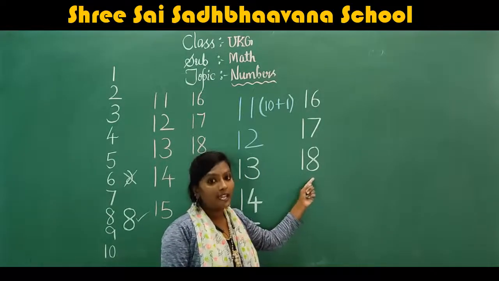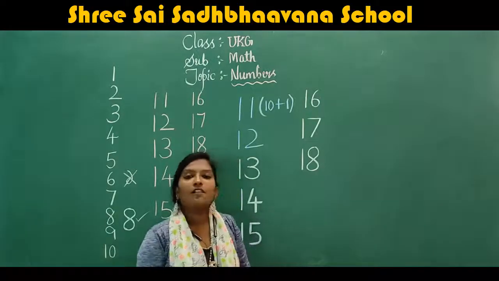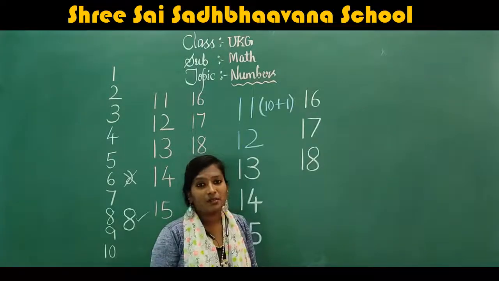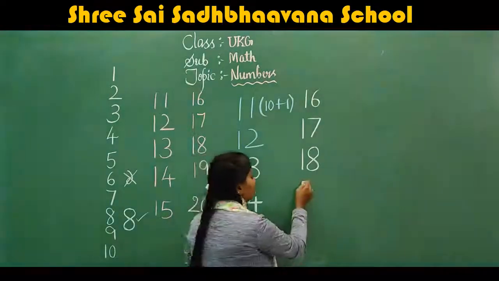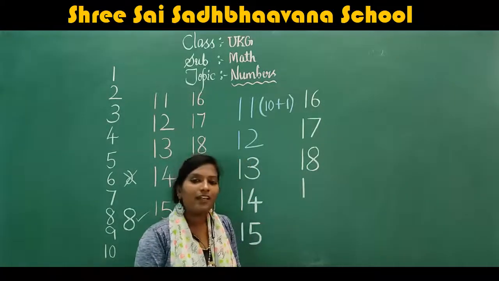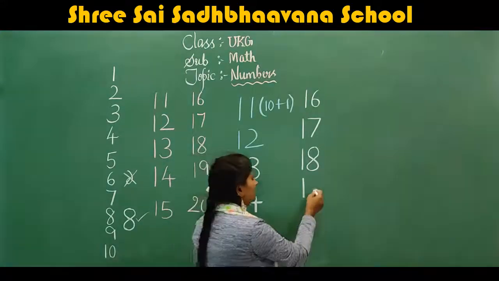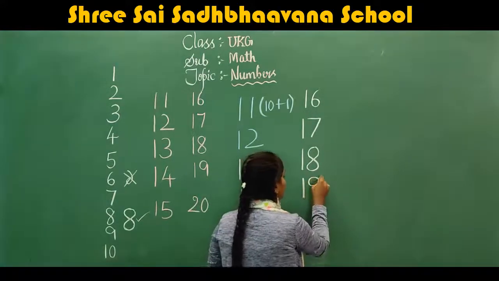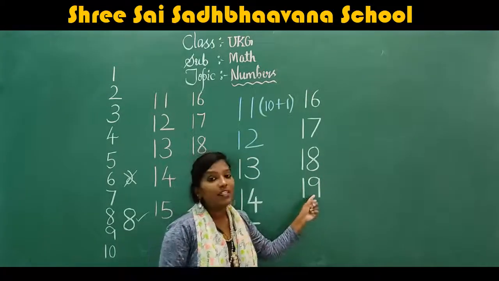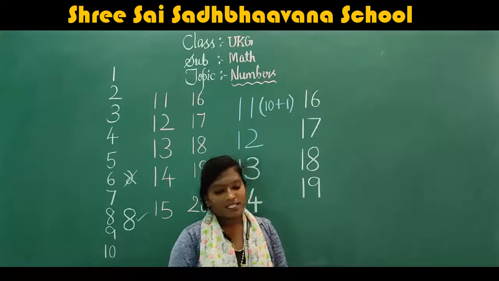After 18, number 19 will come. Then how to write number 19? 1 and next 9. 1, 9, 19. This is number 19. Okay, children.